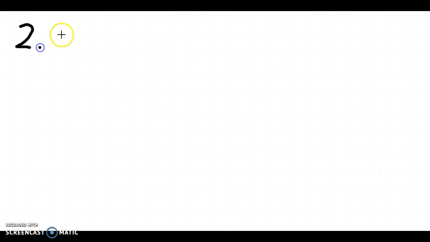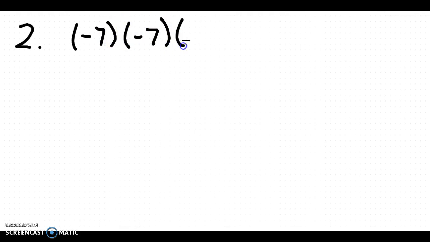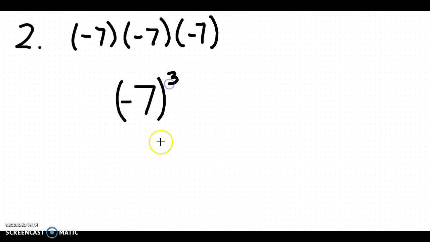Number 2 looks like this. Negative 7 times negative 7 times negative 7. Notice our base is going to be negative 7, and we want to put that in parentheses because the whole thing, the negative and the 7, gets multiplied 3 times. And we're going to raise that whole thing to the 3rd power.